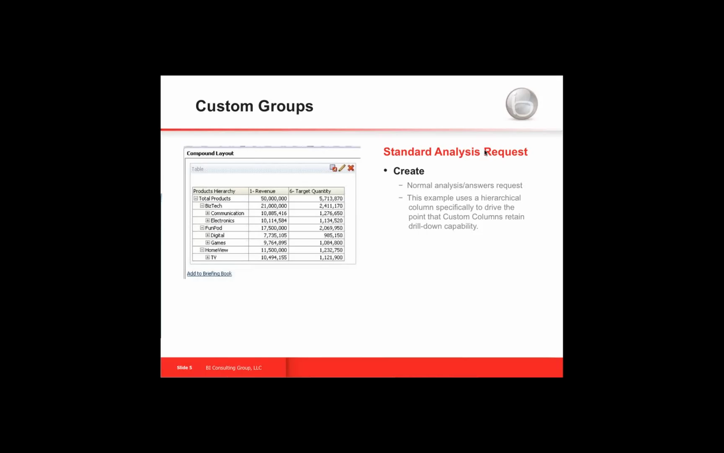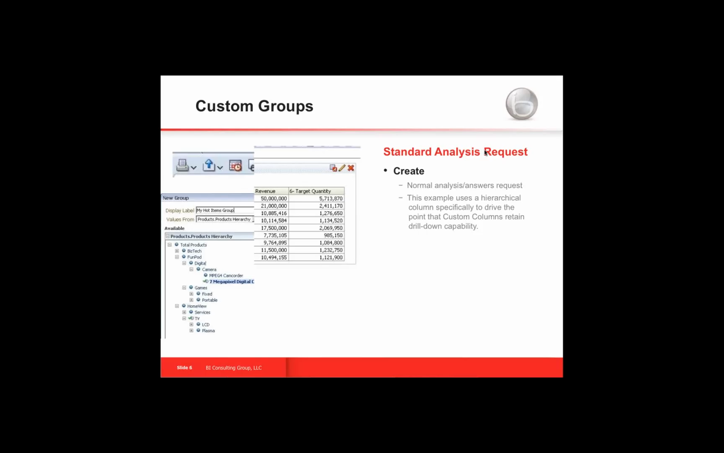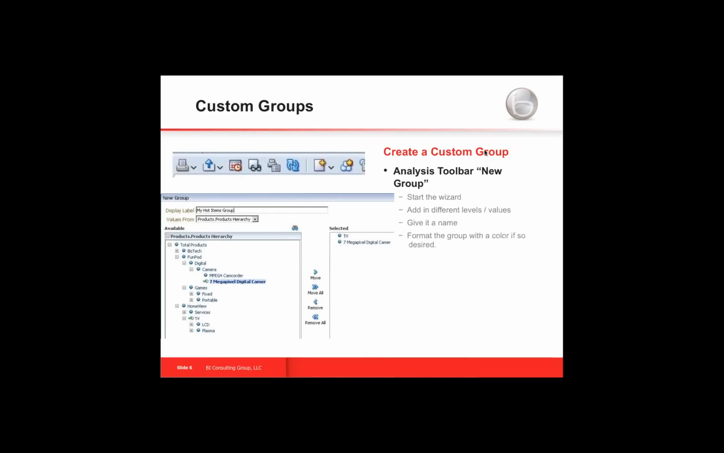Well, the next thing to do in your Results tab is to click on the Custom Group or the New Group icon in the Analysis toolbar. And that's the one in the screenshot there to the far right.